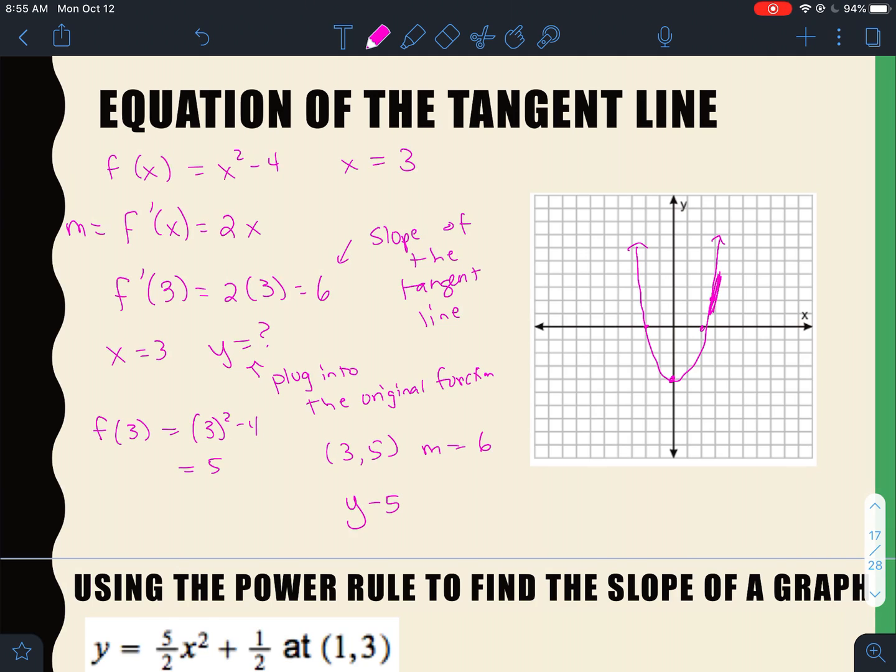So if I wrote the equation for my tangent line, I would get y minus 5 equals 6 times x minus 3. And that would be the equation for my tangent line. So that's the equation of the tangent line at x equals 3.